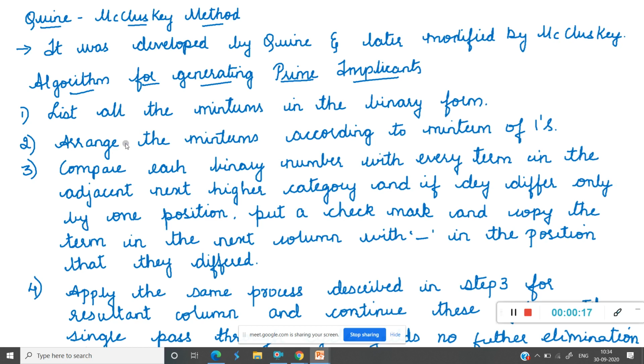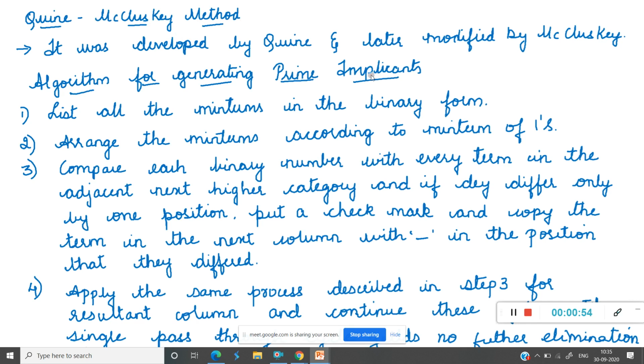Okay, students, you have written a few points here. The Quine-McCluskey method was developed by Quine and later modified by McCluskey, hence the name Quine-McCluskey method. It is a method to find prime implicants, and from the prime implicants we can find the essential prime implicants. Students, for your reference I have written the algorithm for generating prime implicants.